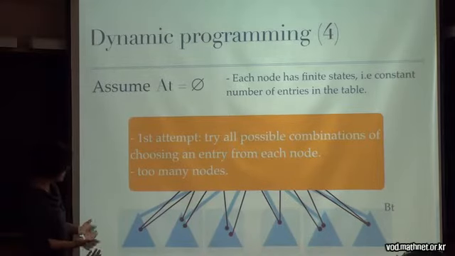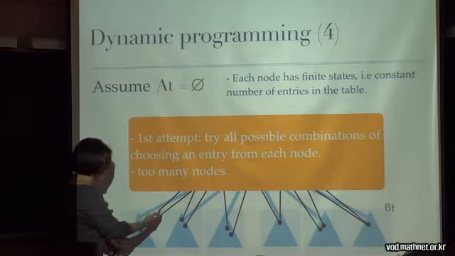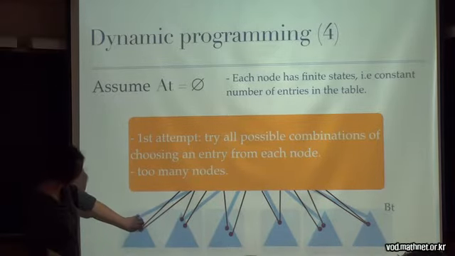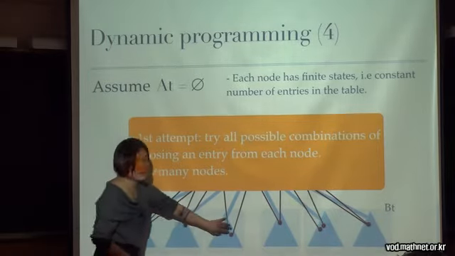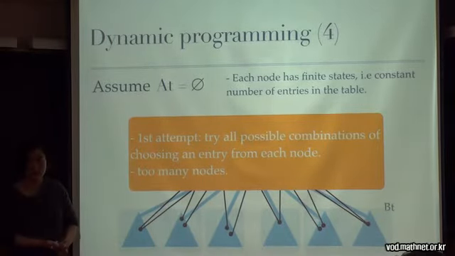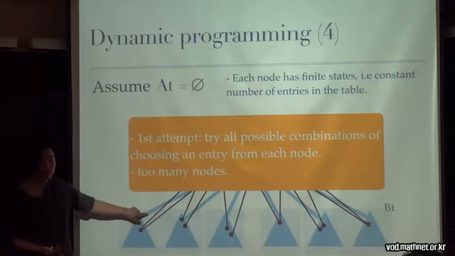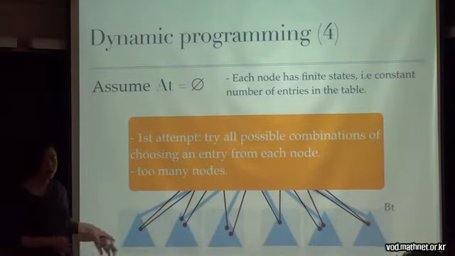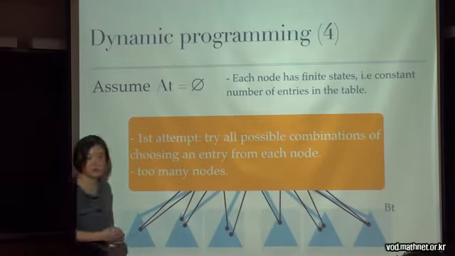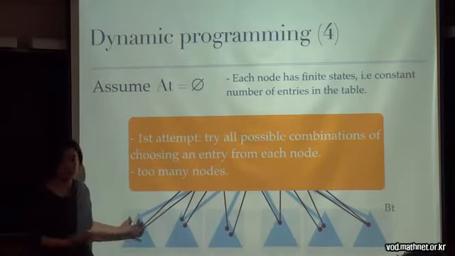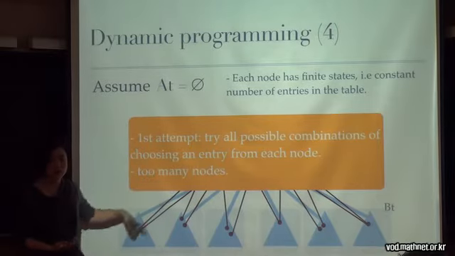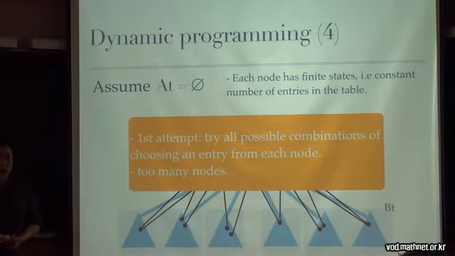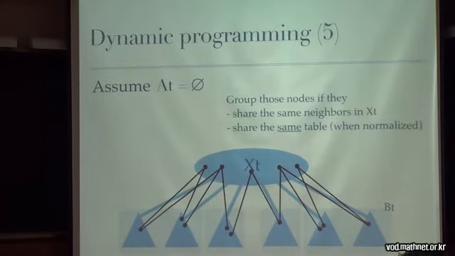So the first try is that I consider every possible combination. Suppose you have C possible states here, C possible states here, C possible states here. The first try is to consider C to the 1 million different ways of combining states from each child to enumerate all partial solutions at T. But it's too many. It's C to the 1 million. So we want to avoid C to the 1 million and do something else. That's where this grouping comes from.